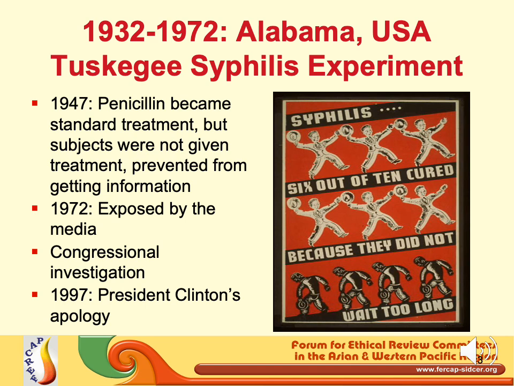In 1972, this was exposed by the media, and therefore it resulted in a congressional investigation that found out that the black men in Tuskegee were not fairly treated. And therefore, you would have all the anomalies related to human experimentation being exposed. And in 1997, much later on, President Clinton issued an apology to the victims of the Tuskegee syphilis experiment study.